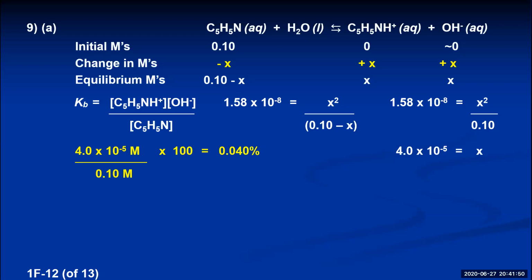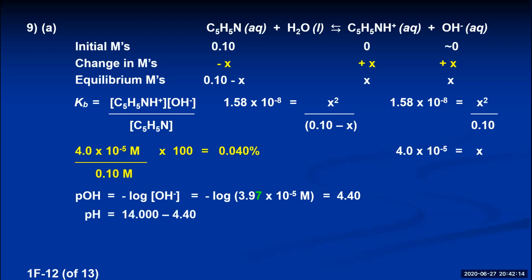Now, x stood for, in the equilibrium line, the hydroxide concentration. So from the hydroxide concentration, if we take the negative log of it, we're going to get the pOH. So using a guard digit, the negative log of 3.97 times 10 to the minus 5th comes out as a two significant figure number, 4.40. That can't be the pH. That's an acidic pH. This is a base. You've calculated the pOH. So the pH is going to be 14 minus the pOH, which comes out 9.60.